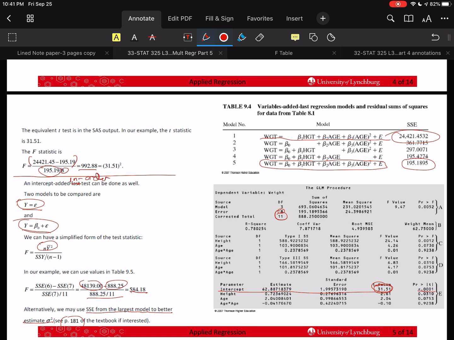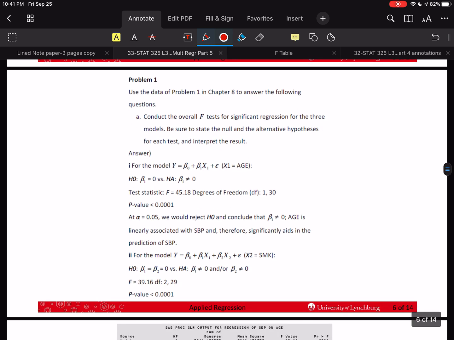That's the test that we did here. Okay, so let's look at problem 1. This is problem 1 in chapter 8, and we're going to use that information to answer these questions. So part A is conduct overall F test for the significant regression for 3 models. Be sure to state the null hypothesis, the alternative hypothesis for each test, and interpret the result.